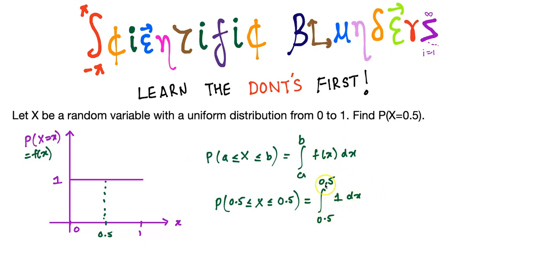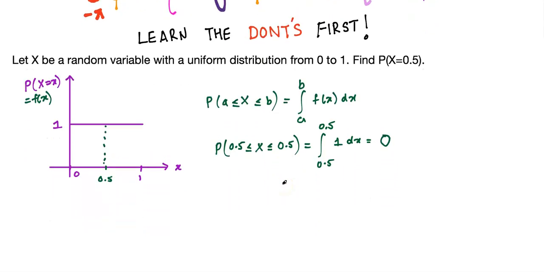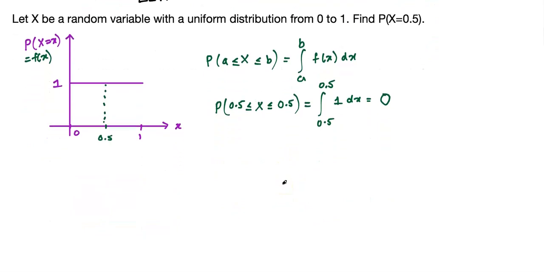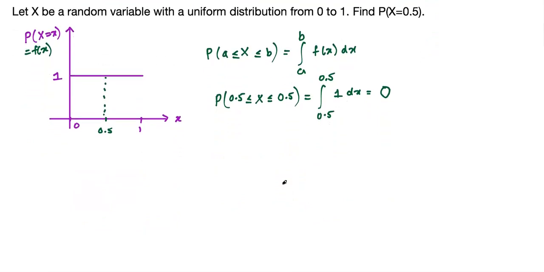And if you were to compute this integral, because the limits are the same, essentially it's the area between, there is no area really, because the limits are the same. So this integral would be 0, right? Let me just scroll down a little bit. So in other words, we have calculated the probability of x taking the value 0.5 equals 0. Isn't this interesting?